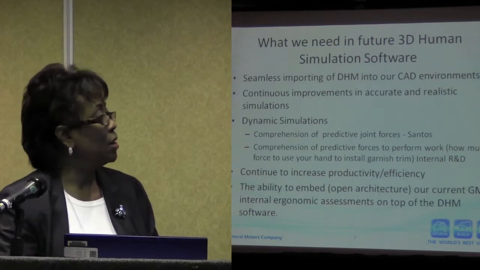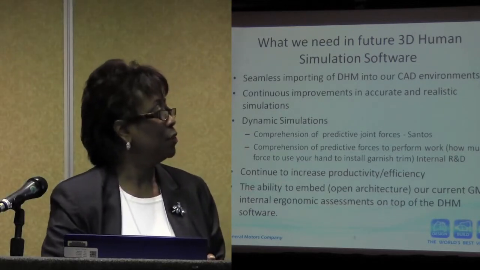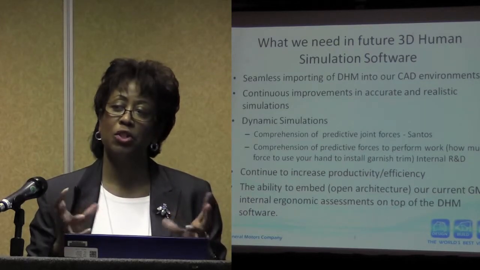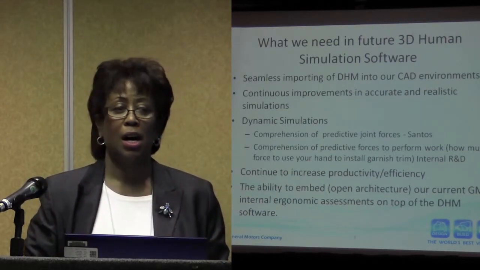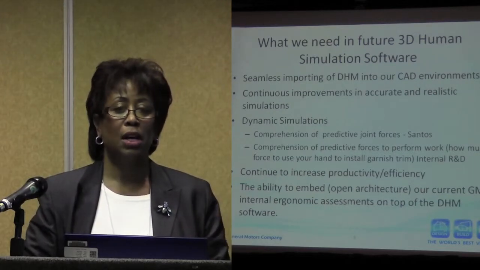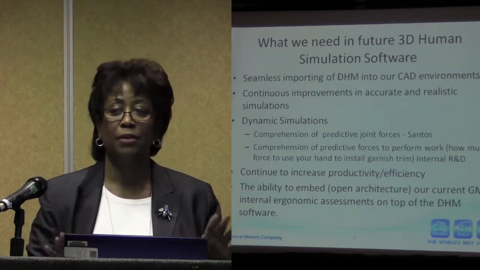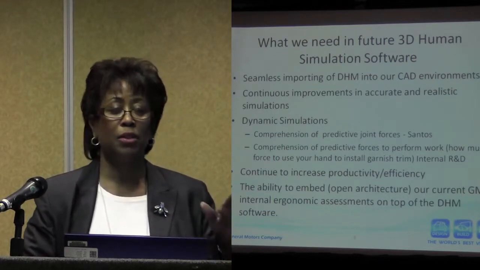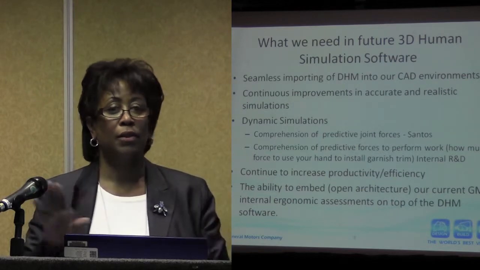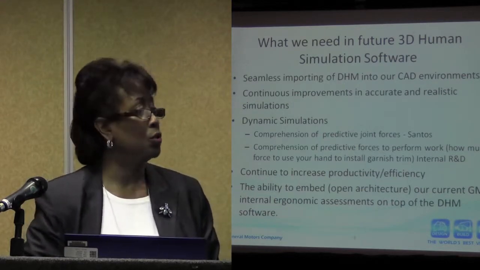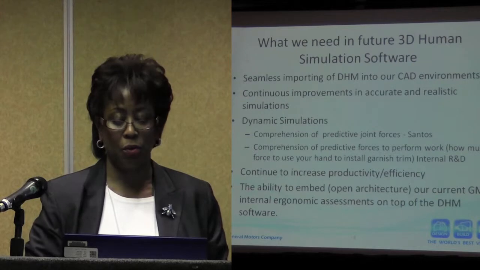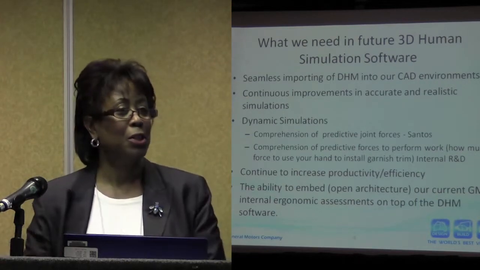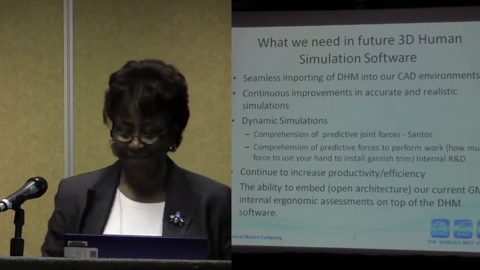And what is also important on some level is the ability to bake in some of our GM internal standards, so that we're not using 4 or 5 different systems, but we're able to actually transition between the different attributes of the DHMs that we choose to use. So that's why we're doing it, what we're using, what we expect. Okay? Thanks.